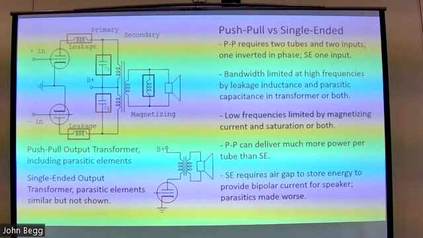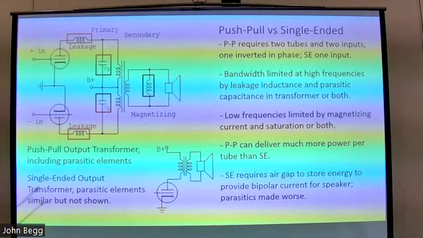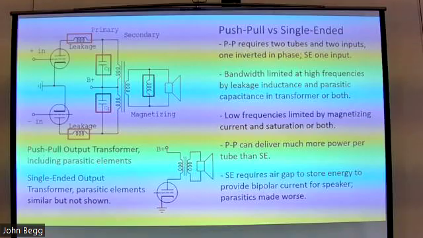Now, I'm going to describe some of the parasitics and push-pull versus single-ended. Push-pull requires 2 tubes and 2 inputs, 1 inverted in phase. Single-ended, just 1 input. The bandwidth of the output transformer is limited at high frequencies by leakage inductance and parasitic capacitances, or both. And yes, both. Low frequencies are limited by the magnetizing current and saturation, or both. And yes, both.